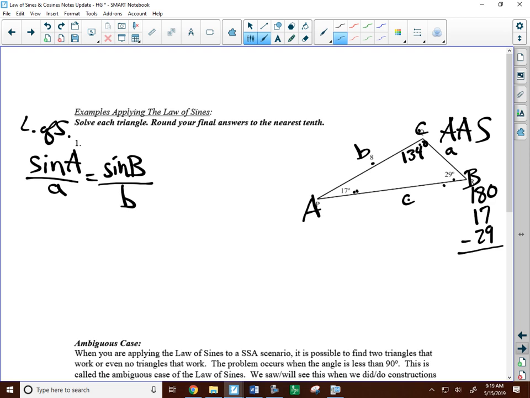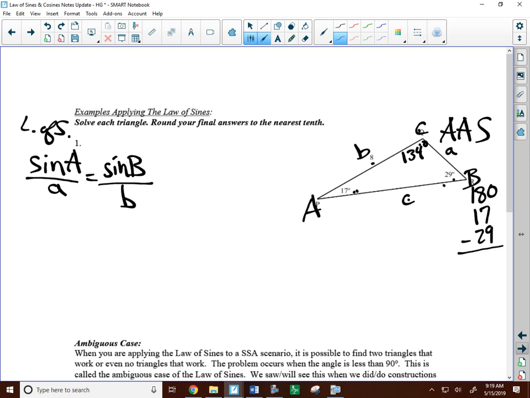How do you know which to put in your formula? It doesn't matter. I just threw them in. Little a, little b, and little c are opposite capital A, B, C. So it doesn't matter, I just threw them in.